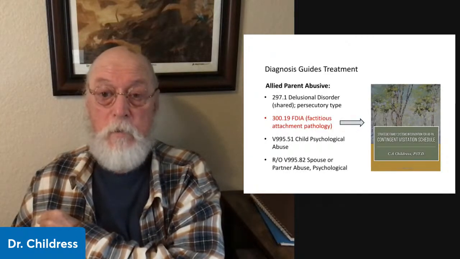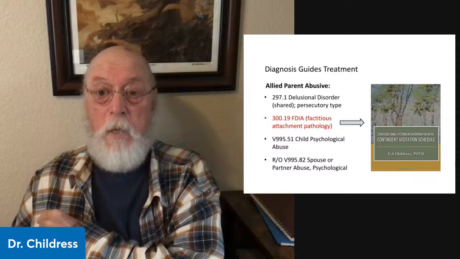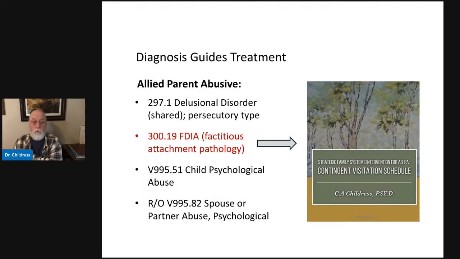Now, this becomes kind of important because diagnosis guides treatment. And so if the allied parent is the one who's psychologically abusing the child, creating a factitious attachment pathology imposed on the child, then my recommended treatment for that would be a contingent visitation schedule for a variety of reasons. I described this at the American Psychological Association recently. I have the same APA presentation up on YouTube, so you can watch the presentation about the custody contingent visitation schedule.